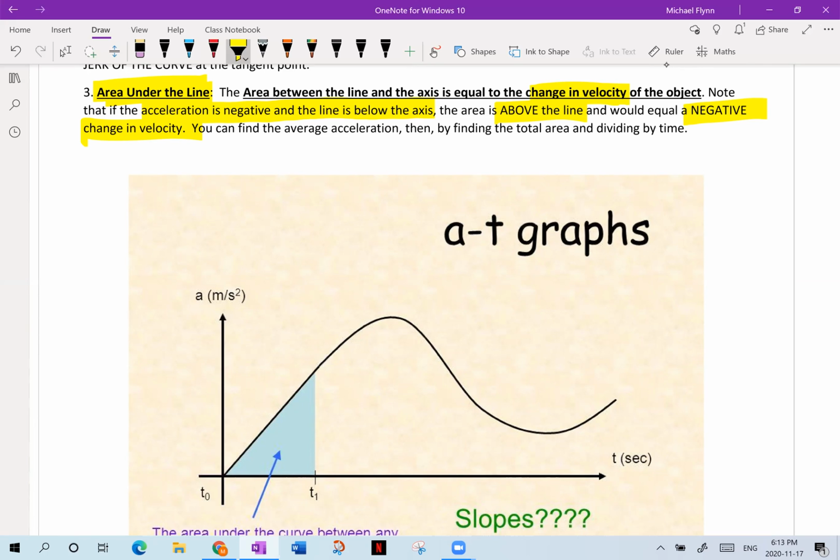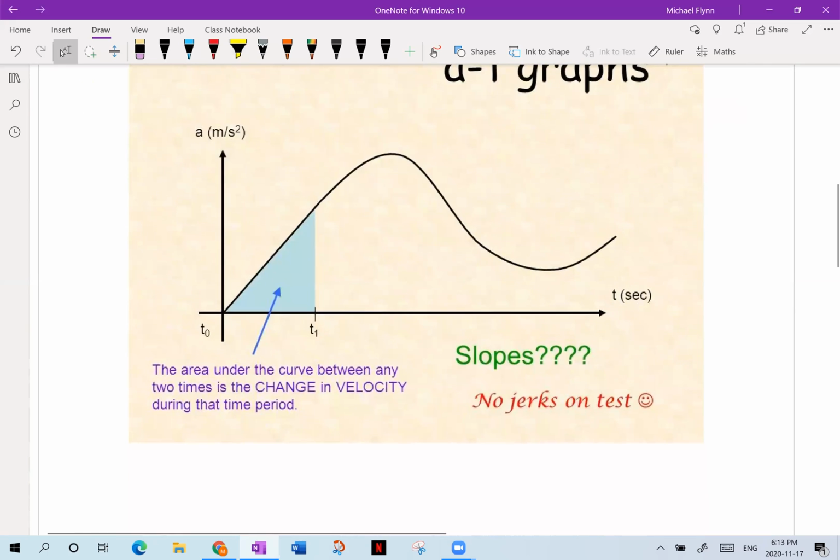So what do acceleration time graphs look like? Well, here's an example. This one is kind of complicated. It's not a uniform acceleration. We can see the object's rate of acceleration is increasing over time. And then the rate of acceleration varies in its curved path here. But whether it's curved or straight, doesn't matter, it's the area underneath.